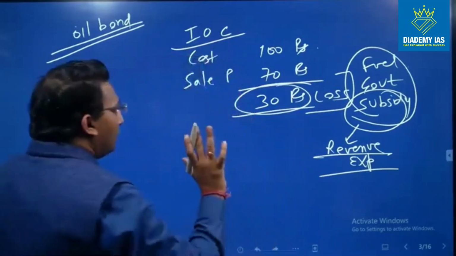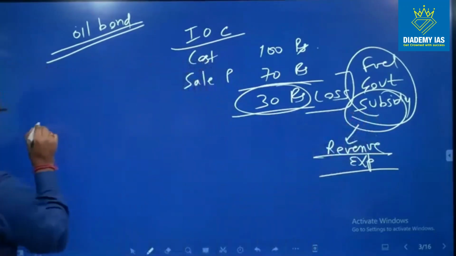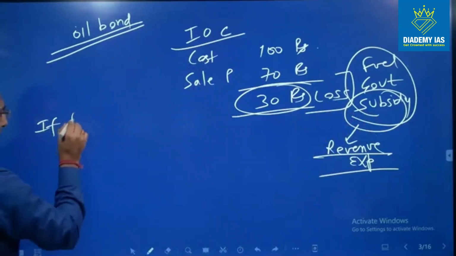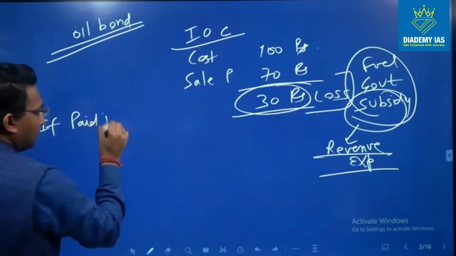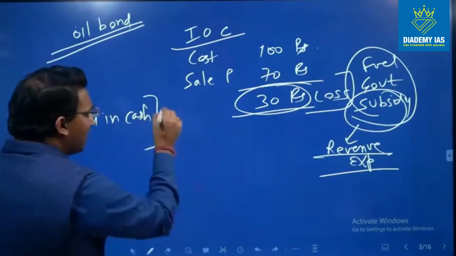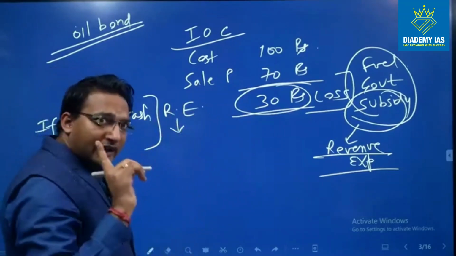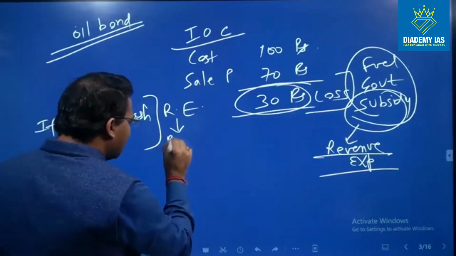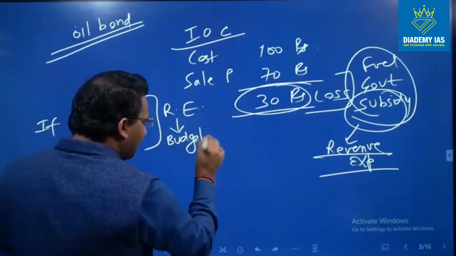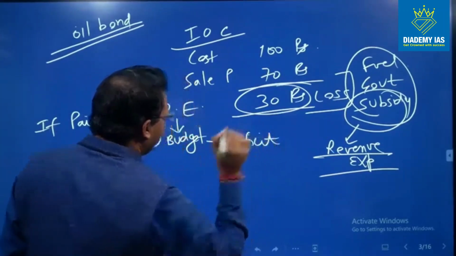Now, if this subsidy is paid in cash, then this will become part of the revenue expenditure, and it will be included in the budget, and it will be reflected in the revenue deficit as well as the fiscal deficit.